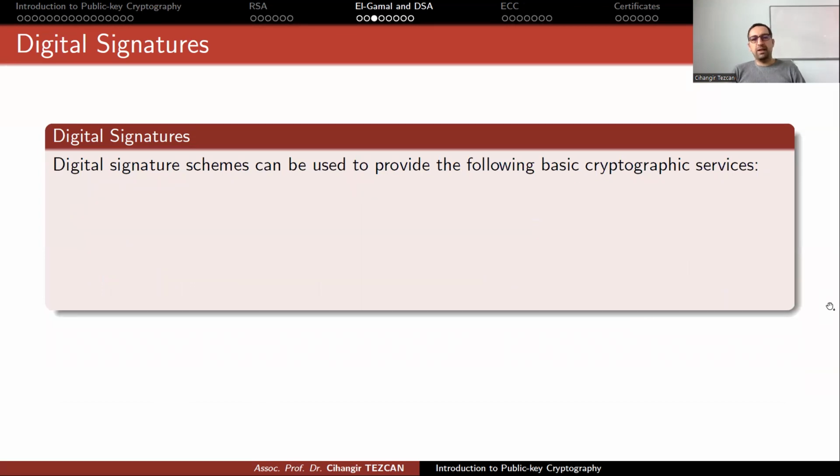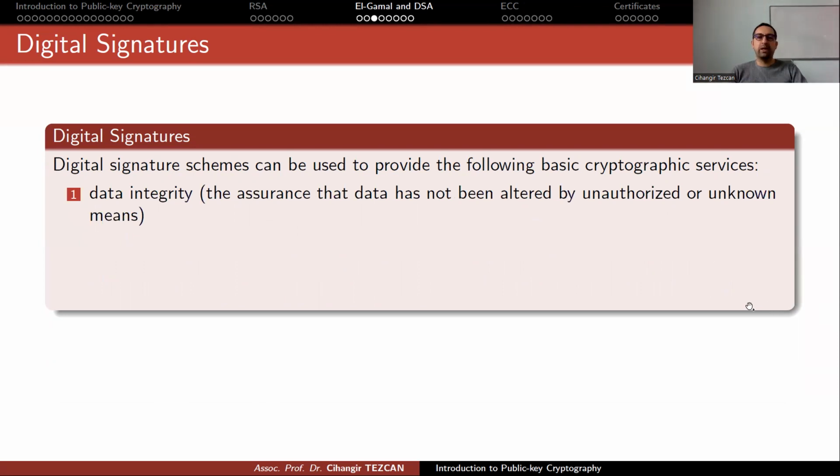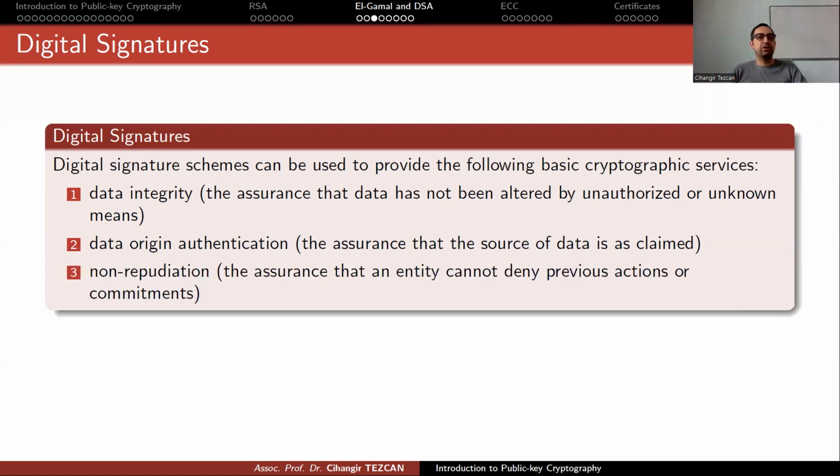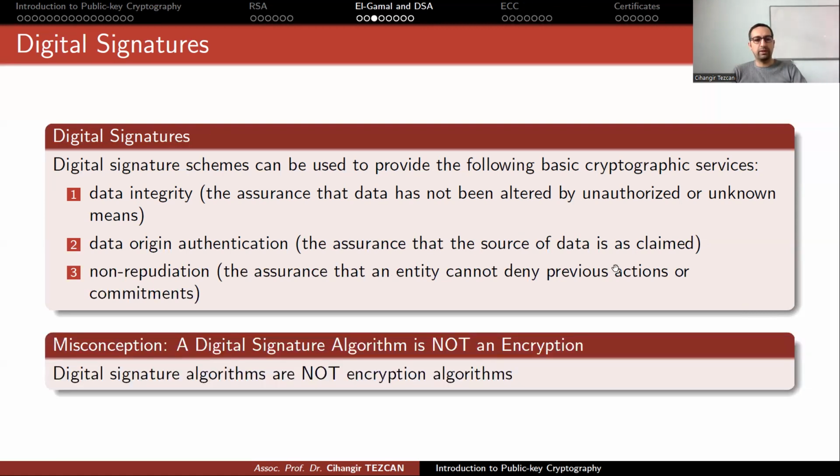Digital signature schemes can be used to provide the following basic cryptographic services: data integrity, the assurance that the data has not been altered by unauthorized or unknown means; data origin authentication, the assurance that the source of data is as claimed; non-repudiation, the assurance that an entity cannot deny previous actions or commitments. So digital signatures provide this.